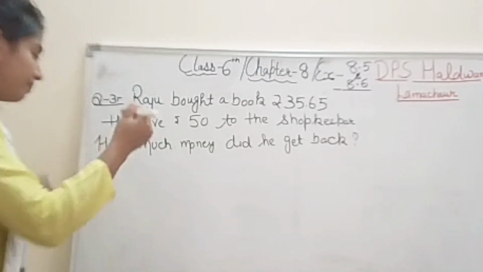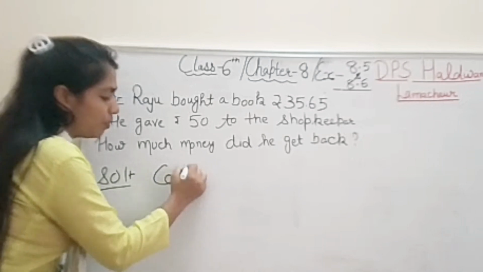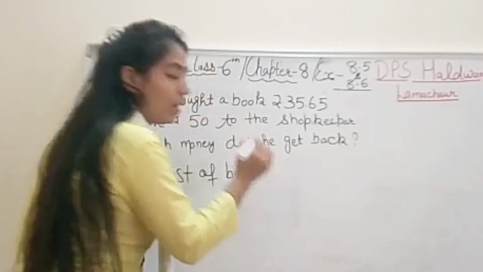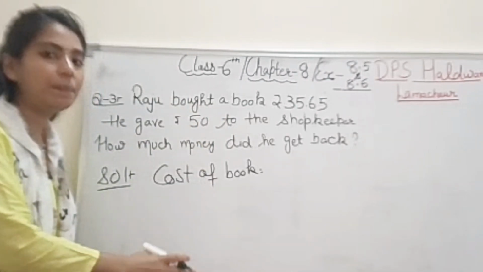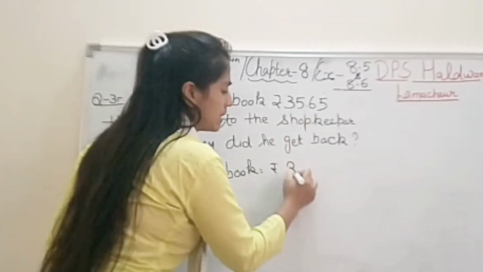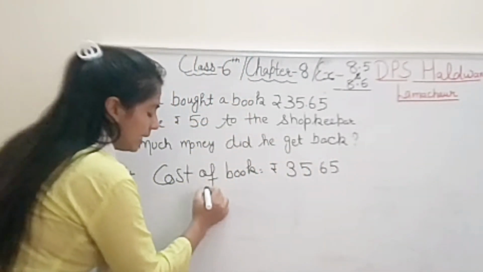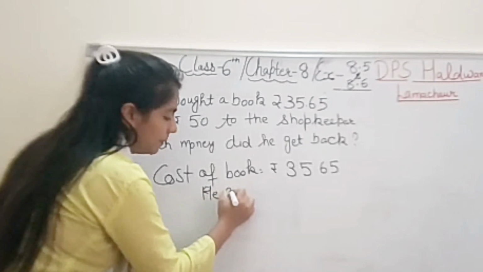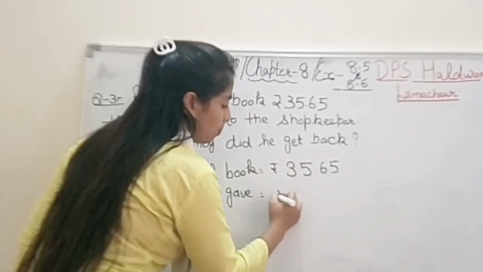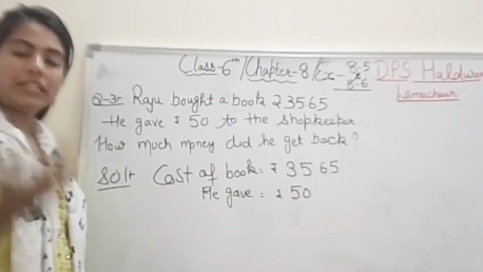So what will you do? It is a word problem. So you will write: cost of the book is... You have to know how to frame a statement. The question is just very simple. Cost of the book is 35.65, right? And he gave the shopkeeper rupees 50. So how much money will he get back?